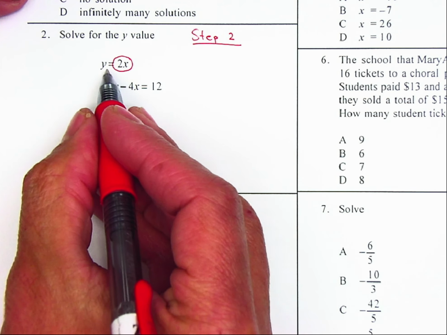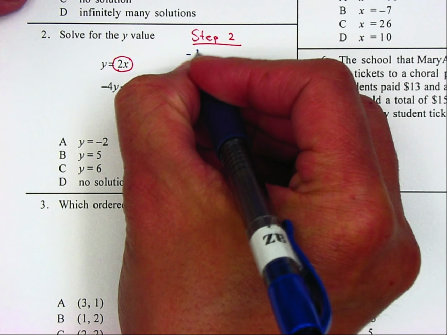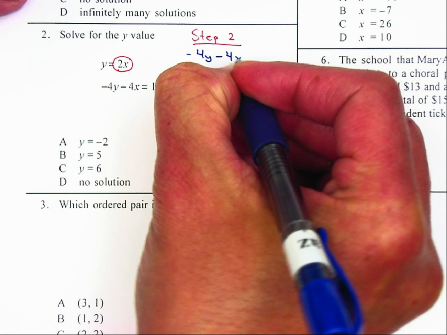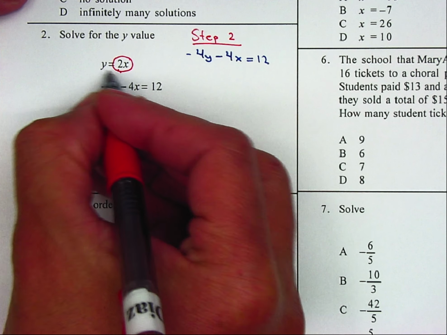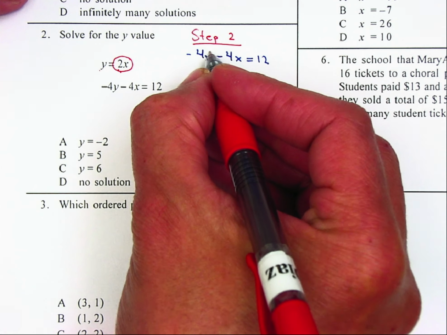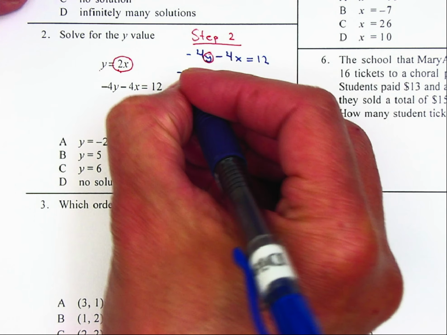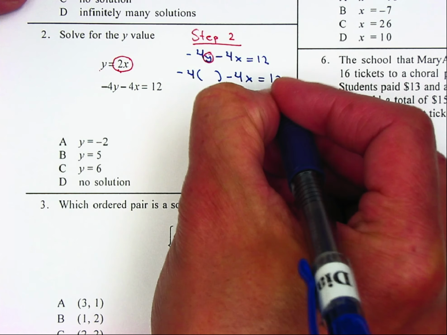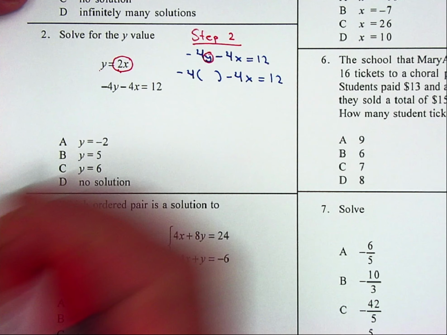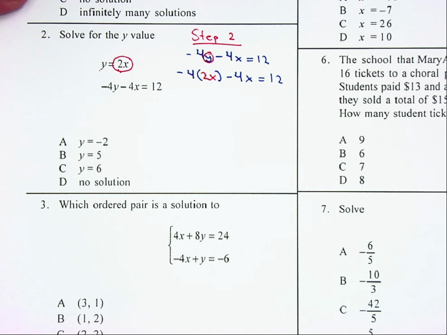I'm going to plug this into the other equation, the one I haven't used yet, which is negative 4y minus 4x equal to 12. This is the value of y, so therefore my 2x will go instead of the y. I prefer to set it up first before I plug it in. So negative 4y minus 4x equal to 12. And instead of the y, I'm going to replace it with its value, which is 2x. From there, I'm going to simplify and then solve.